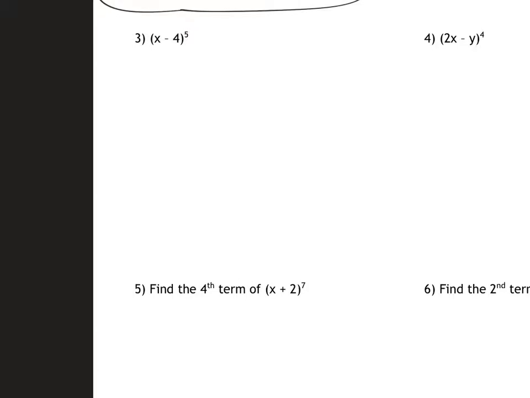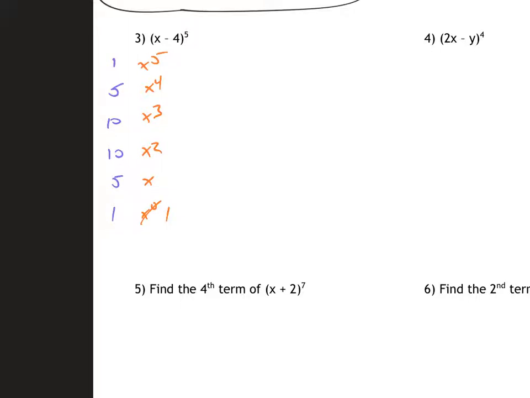So I got a 1, 5, 10, 10, 5, 1. It should always be one more than what you are used to. All right, now let's look at the other part. So x, this one's easy because it's just x, so I'm going to count it down. X to the 5th, x to the 4th, x cubed, x squared, x to the 1st, and x to the 0, which is going to be 1.